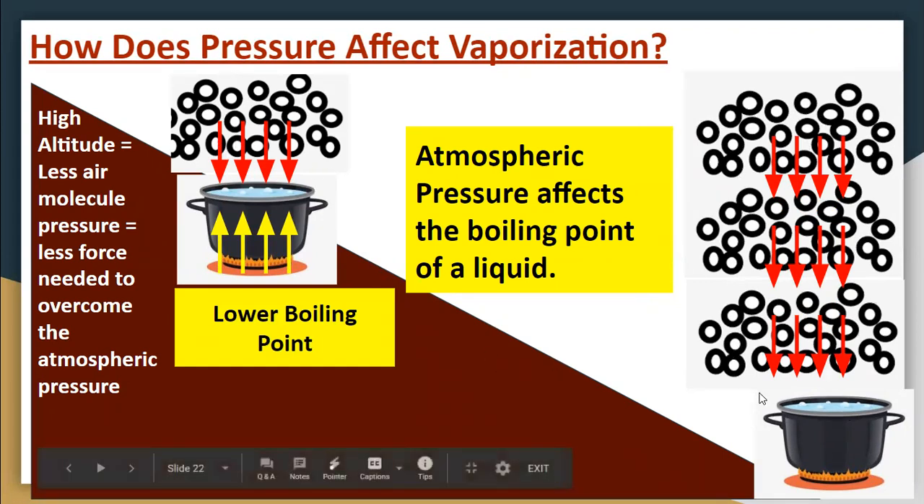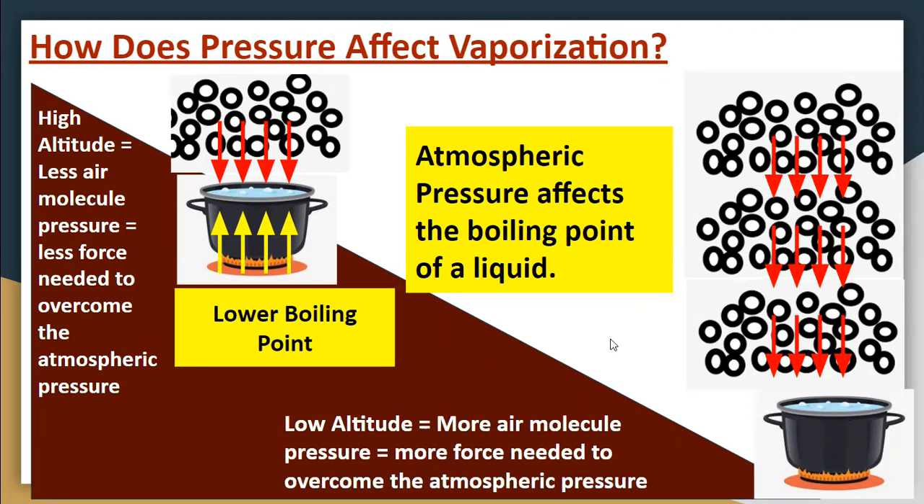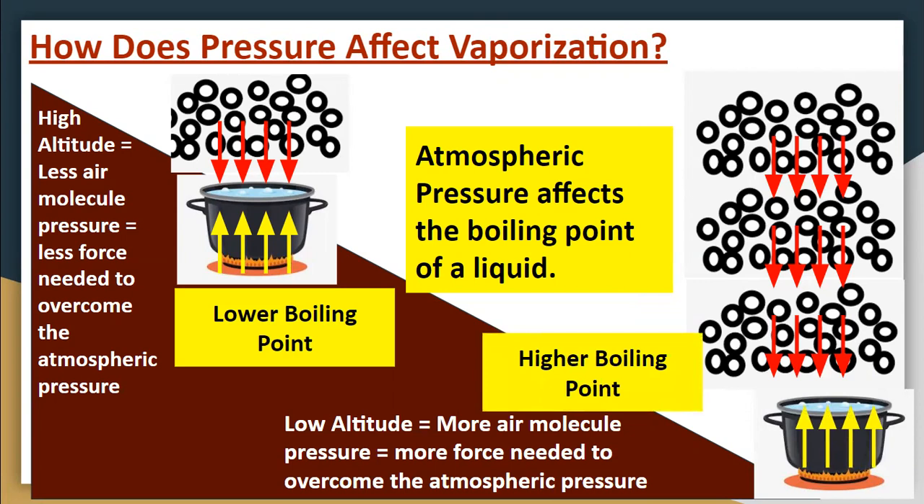So what do you think about the boiling point of this water? Is it going to be more or less? Right, it's going to be higher because these bubbles have to overcome more force pushing down on them to escape the pot. So low altitude equals more air molecule pressure. So that equals more force needed to overcome the atmospheric pressure. So you're going to have to get the water a little bit hotter at the bottom of the mountain than you do at the top of the mountain. So you have a higher boiling point at the bottom of the mountain.